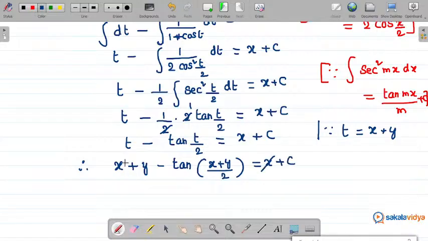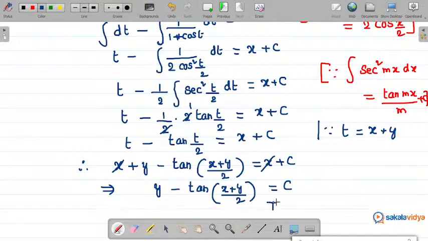Here x gets cancelled, so that implies y minus tan of (x plus y) by 2 equals the constant of integration. This is the required general solution. This is the answer.